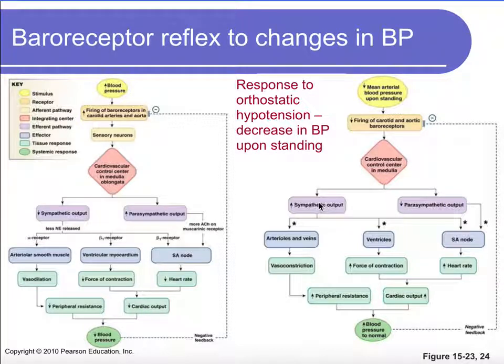So the sympathetic nervous system will be turned on, parasympathetic will be turned off. And the sympathetic will actually influence all three. It'll increase heart rate, increase contractility, and vasoconstrict.